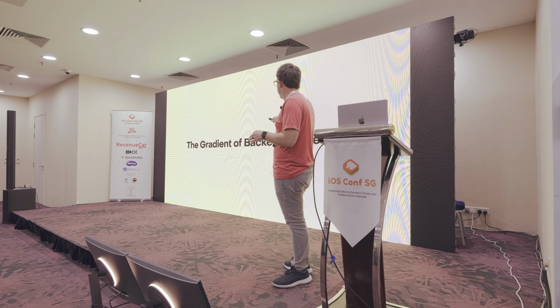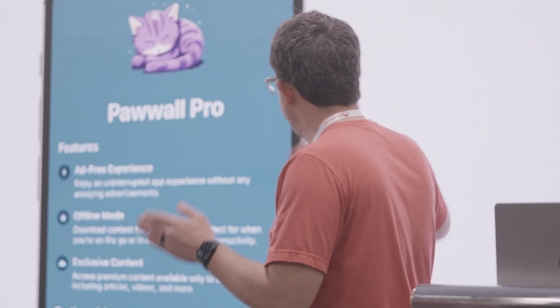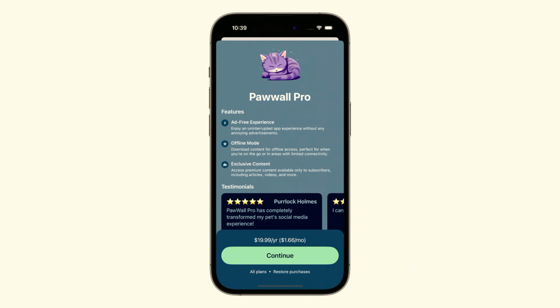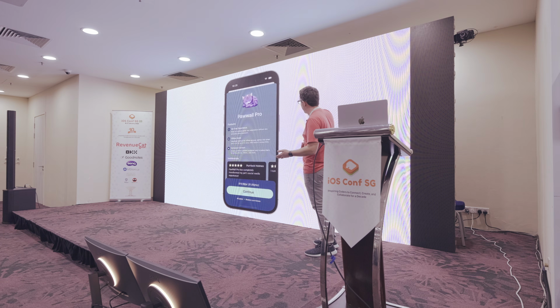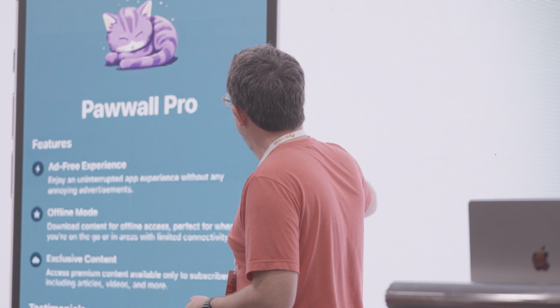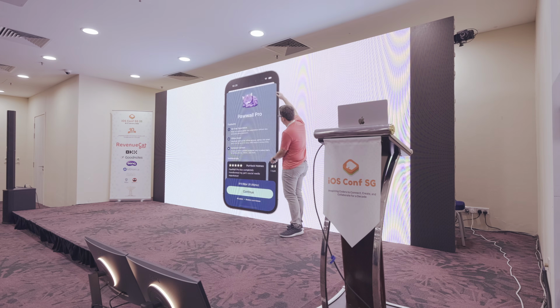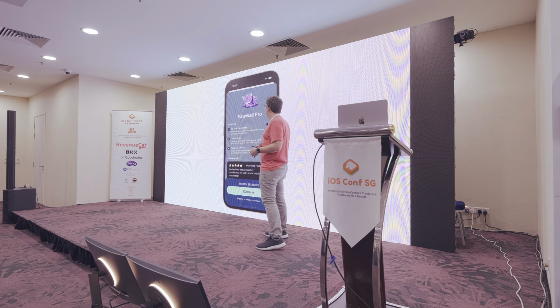So I have this concept that I call the gradient of backend-driven UI. I think it's really important when you're in the beginning planning stages of building something like that. To illustrate it, this is a paywall. This is the biggest paywall I've ever seen, and I live in paywall land with my work. This is a pretty standard UI. Most of this is pretty static, right? You have an image, you have some text, that kind of stuff.